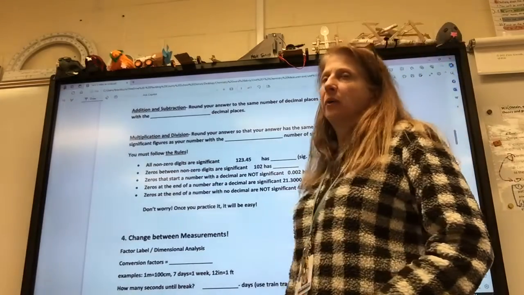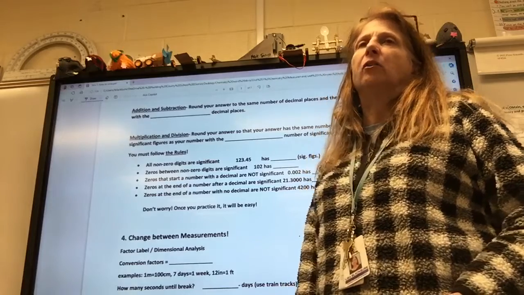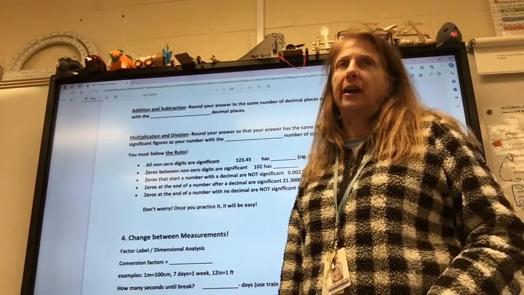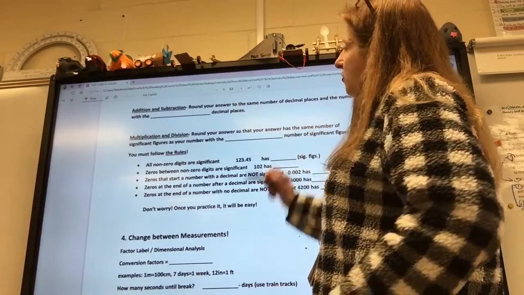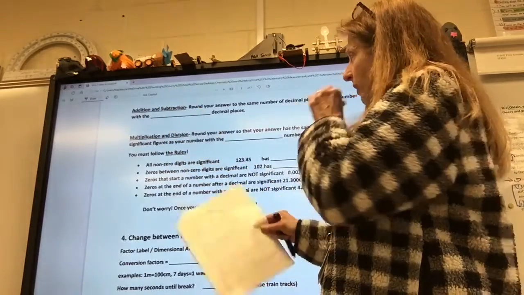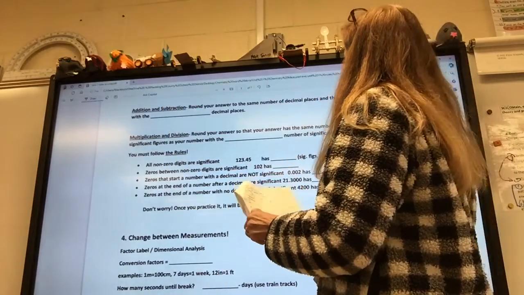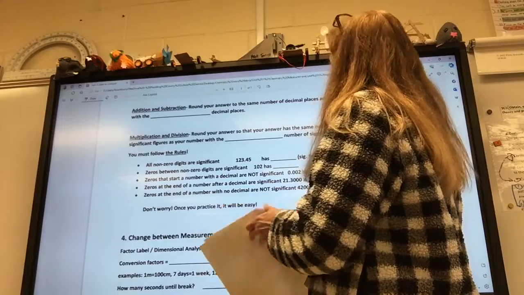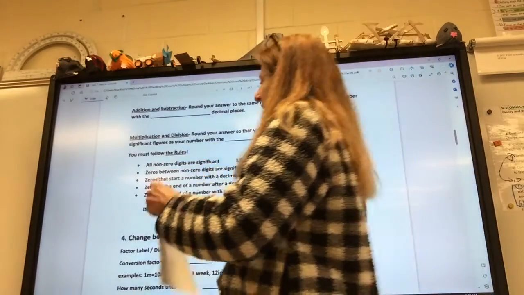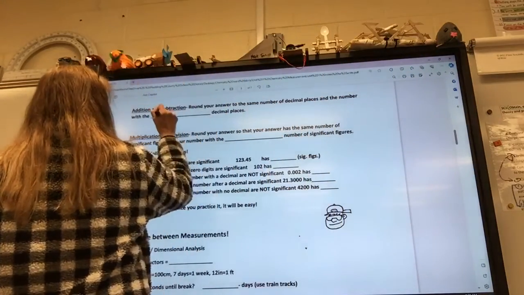there are different rules whether it's adding and subtracting or multiplying and dividing, okay? If it is adding and subtracting, you round your answer to the same number of decimal places as the number with the least decimal places.